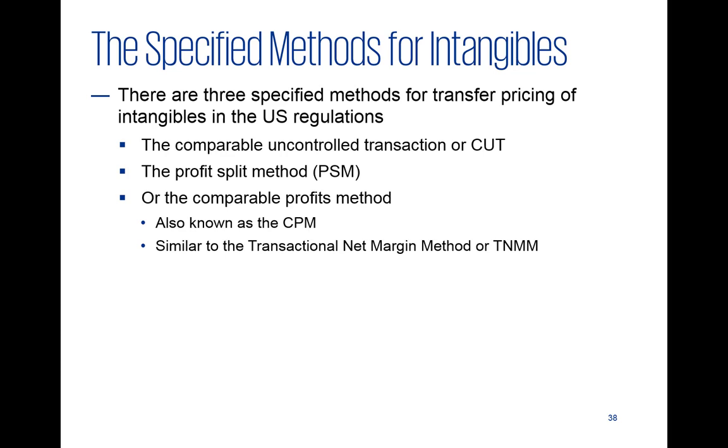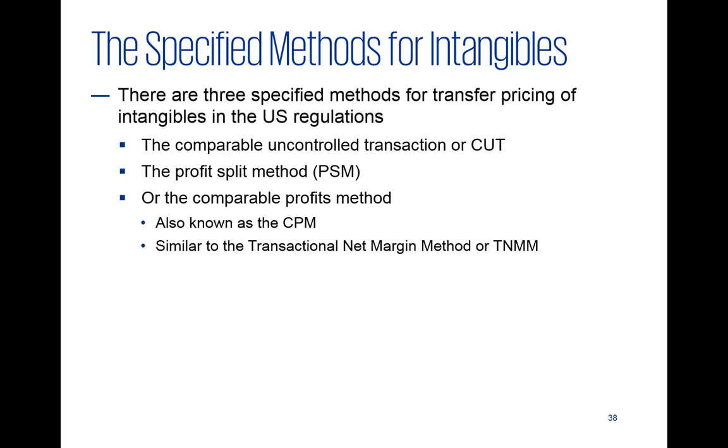The first is the comparable uncontrolled transaction, or CUT as it's usually called. The second is the profit split method. And the third is using the comparable profits method, which you probably hear most people refer to as the CPM, which is highly similar to the transactional net margin method as it's described in the OECD.